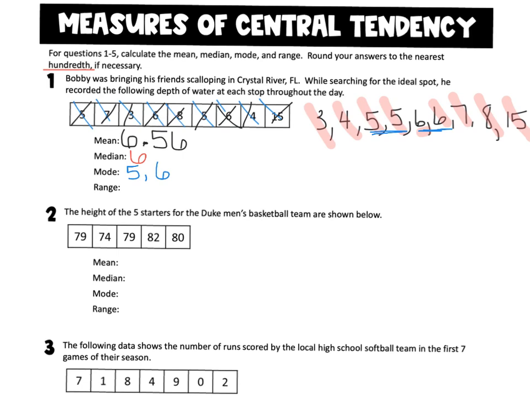And then your range is going to be your highest minus your lowest. So my highest is 15, and I'm going to subtract my lowest, which is 3, and that is 12. So that is the gist of what we're doing here. Alrighty, so let's move on to the next question.